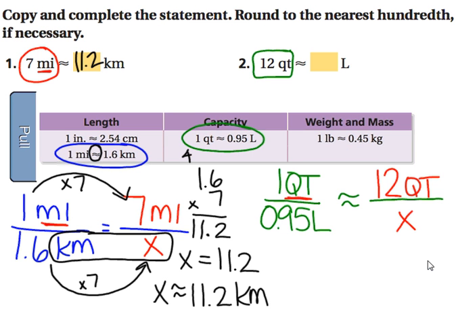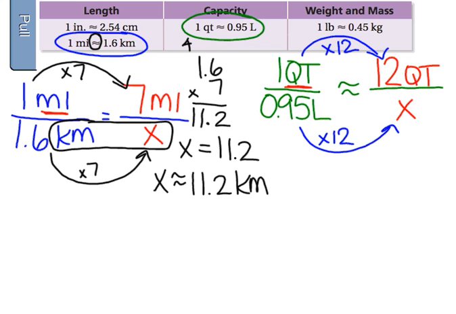Okay, just like before, I can use a scale factor of 12. So 1 times 12 is 12. So 95 hundredths times 12 will give me the value for x. So we'll set this up. 12 times 95 hundredths. Go ahead and multiply.